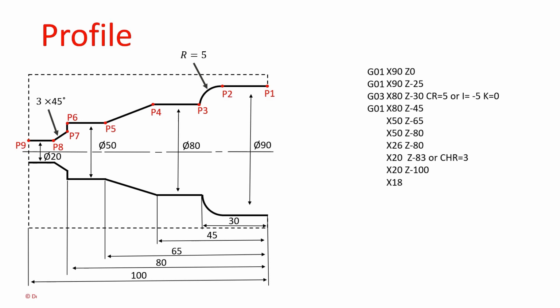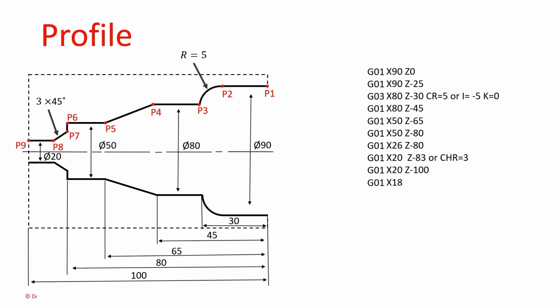From P4 to P5 is linear motion, then code G01. From P5 to P6 is linear motion, then code G01. From P6 to P7 is linear motion, then code G01. From P7 to P8 is linear motion, then code G01. From P8 to P9 is linear motion, then code G01.